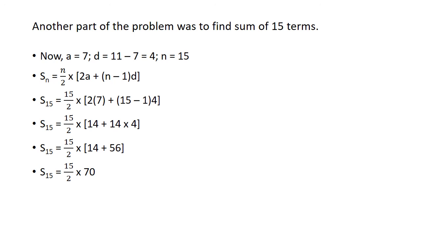Yes, 2 and 70 can be cancelled. 2 1s are 2, 2 35s are 70. So what we have is 15 into 35. When we do 15 into 35, we have already done it once before, it is 525. So the sum is 525. Alright, herein we finish the second part of the question also.